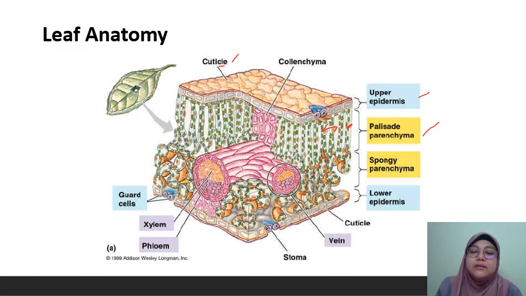Next we have bundle sheath cells. So bundle sheath is actually they give strength to the vein. Where's the bundle sheath? Bundle sheath here. So they give strength to the vein, giving it a stiff frame to support soft tissues of the leaf blade.